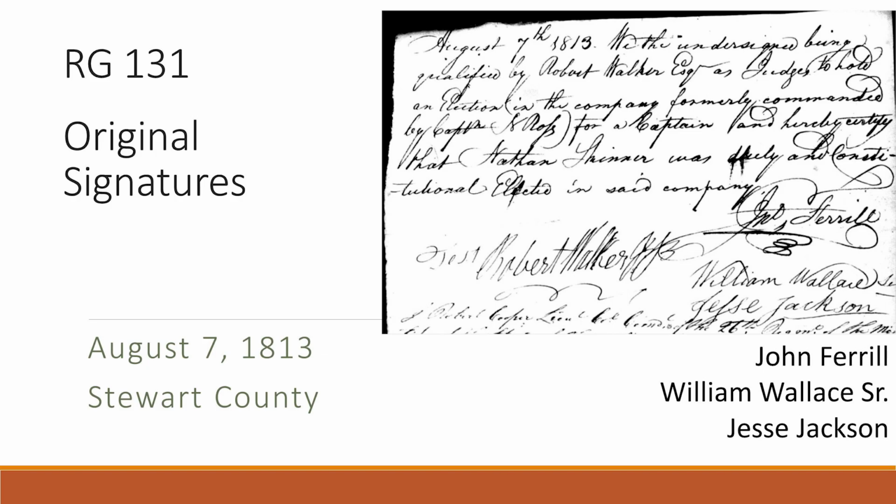And the second one there, William Wallace Sr., is my ancestor. So I love seeing his original signature on this document, even though he was way too old to have served in the militia. So look for these as well in record group 131. Maybe your guy wasn't of an age to serve in the militia, but maybe he was one of the judges and you can see the original signature.